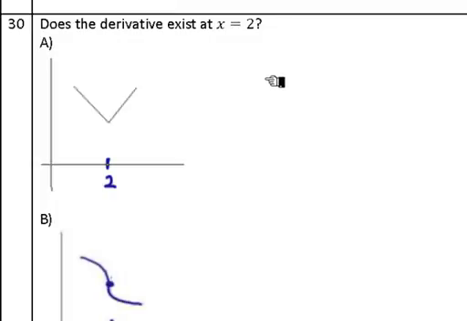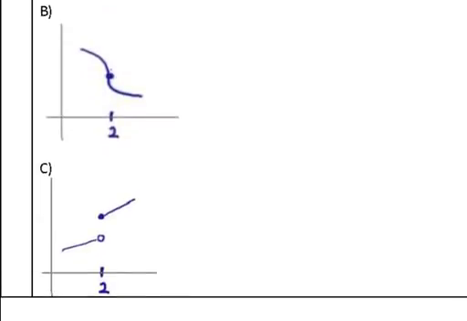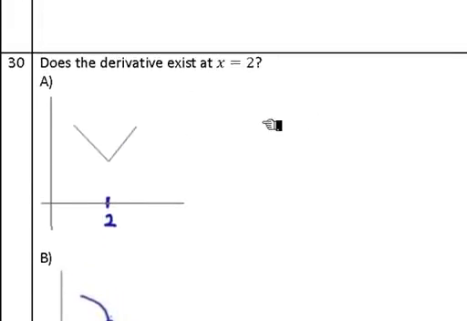In number 30, we have 3 curves, and the derivative doesn't exist at x equals 2 for all 3. In the first picture, we have a curve that comes to a point. All right, so we're supposed to assume here that the derivative doesn't exist because of that point. When the derivative exists, the curve is smooth. So here the answer is no, and it's because of the point.